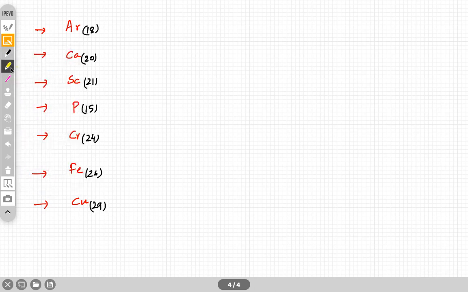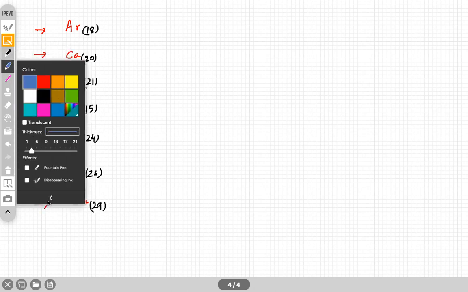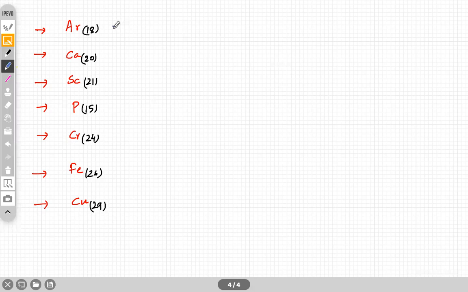So the electronic configuration here for argon is 1s2, 2s2, 2p6, 3s2, 3p6.